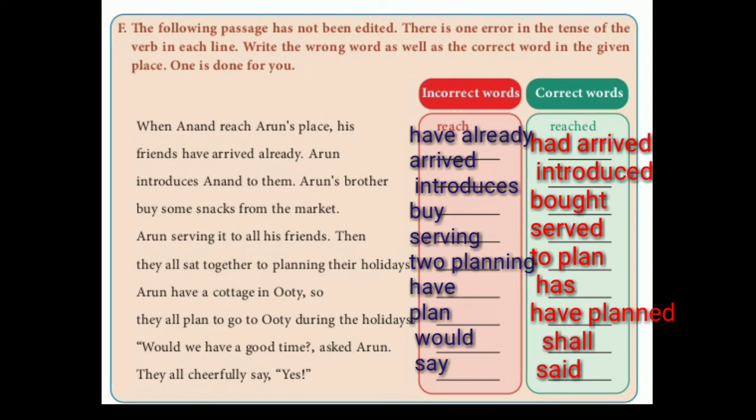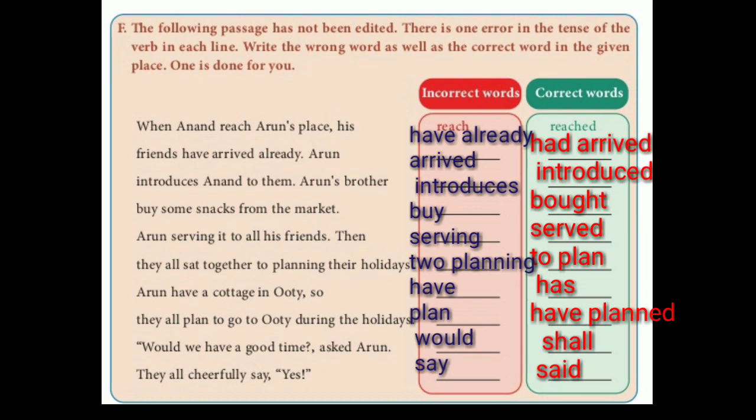Arun's brother buys some snacks from the market. So buys is wrong. In the past tense, bought some snacks from the market. Arun serving it to all his friends. So serving is wrong. Arun served it to all his friends. Then they all sat together to planning their holidays. To plan their holidays. Arun have a cottage in Ooty. So have is wrong. So Arun has a cottage in Ooty. So they all plan to go to Ooty during the holidays. They all have planned to go to Ooty during the holidays.